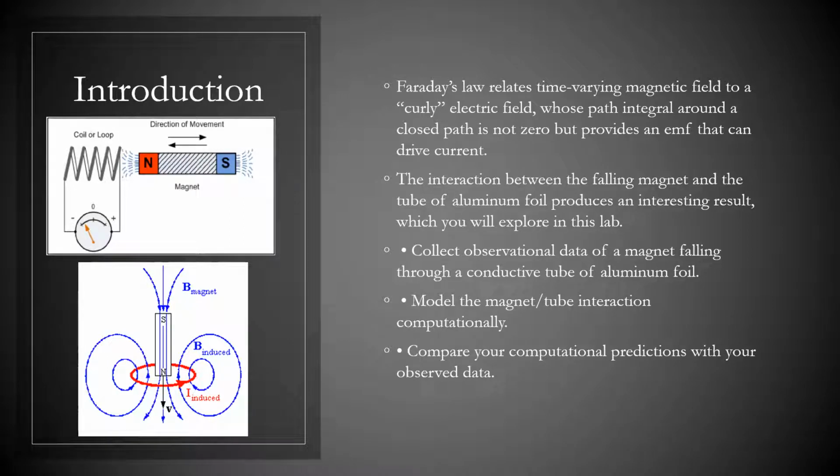In this lab, we try to explore the idea that Faraday's Law represents. Faraday's Law relates a time-varying magnetic field to a curly electric field whose path integral around a closed path is not zero, but it still provides an EMF that can drive a current. So we basically drop a magnet in an aluminum foil tube, and the interaction between the falling magnet and the tube produces an interesting result which we can explore in this lab.